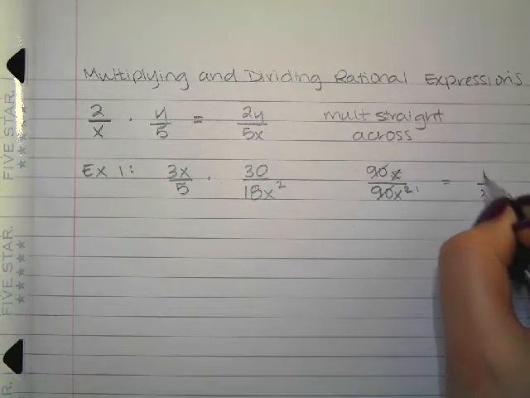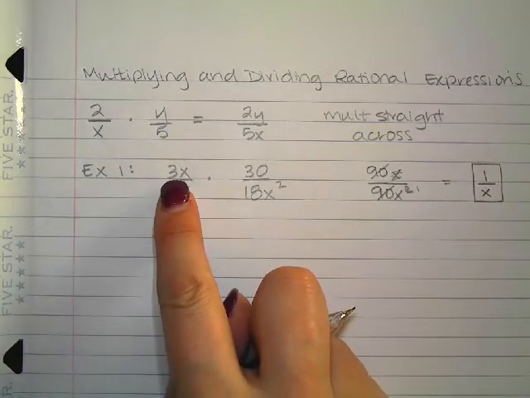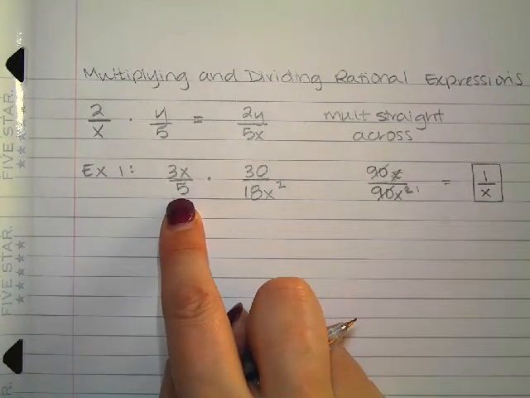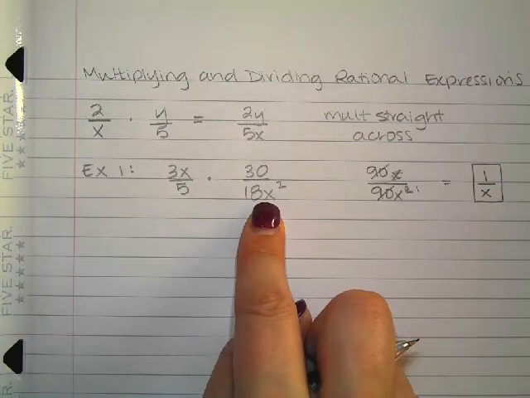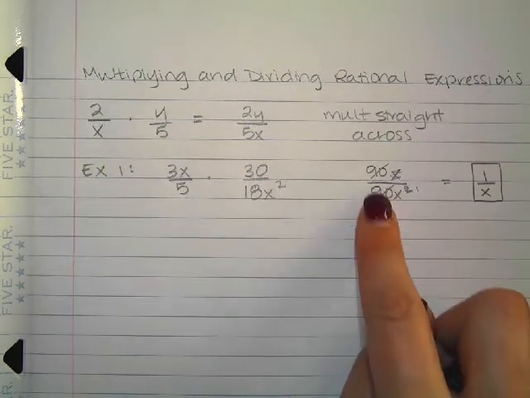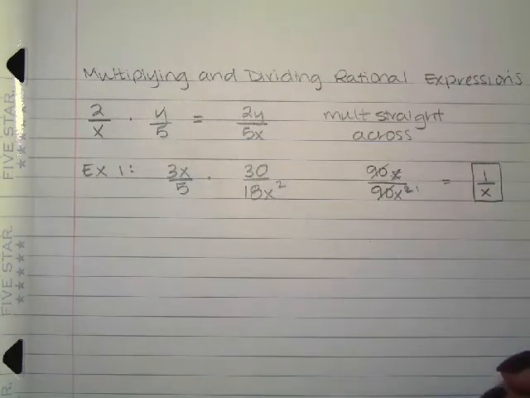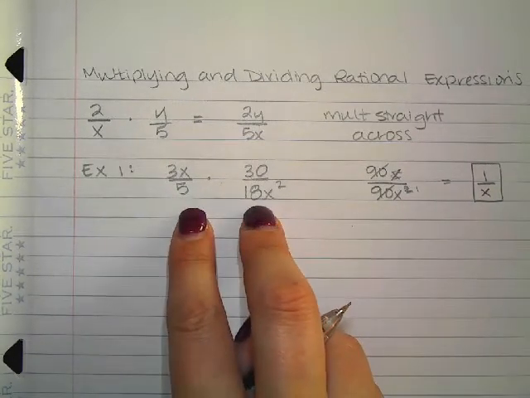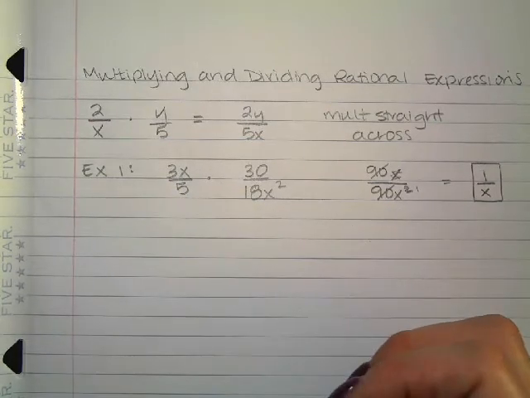So whenever you have these problems where you have a monomial over a monomial multiplied by a monomial over a monomial, you can go ahead and just multiply straight across. I don't like to do this. Well, this one worked out nicely, 90 over 90, but sometimes they don't. So what I typically do is I reduce the problem before I multiply, and that way my numbers don't get very big when I do it.